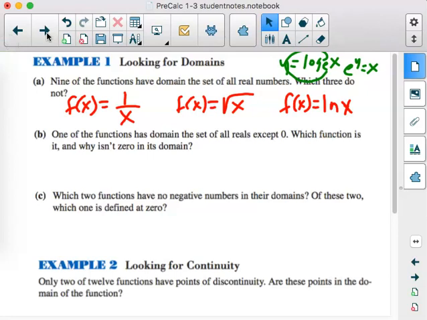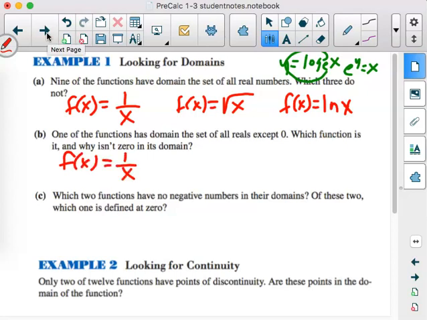Whereas normally with natural log of x, we're just trying to figure out, okay, what's this thing doing again? Now b says one of the functions has the domain, the set of all real numbers except 0. Which one is it? You're overthinking. Take a look at the 3 I have up there. Which of those can't we use 0 for? Yeah, 1 over x, the reciprocal function. Can't use it. Why can't we use it? Can't divide by 0.